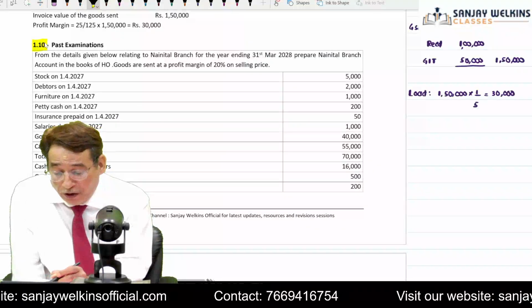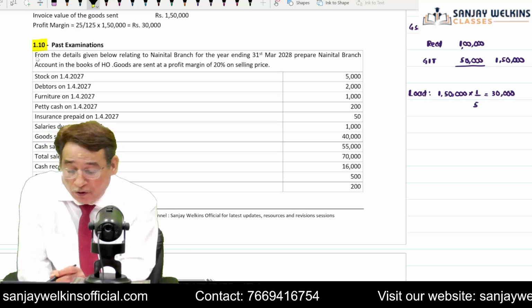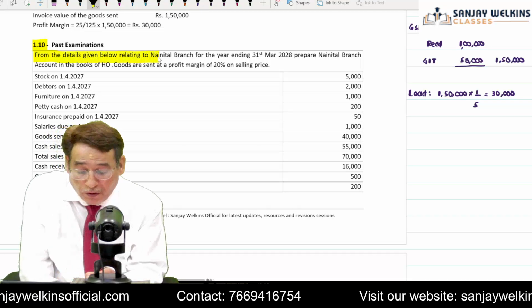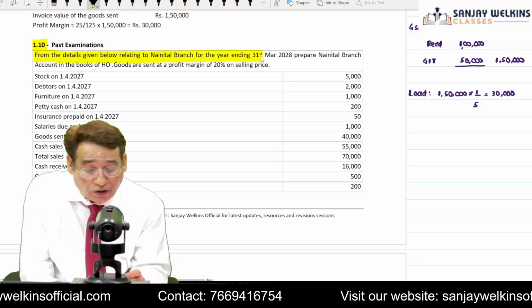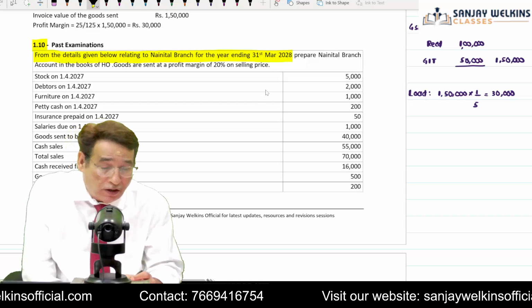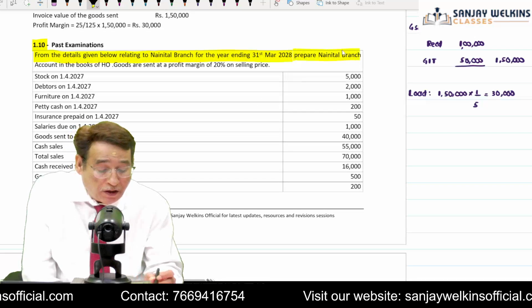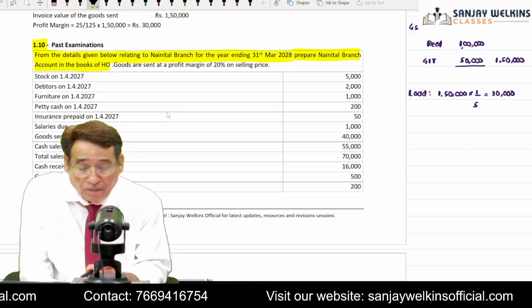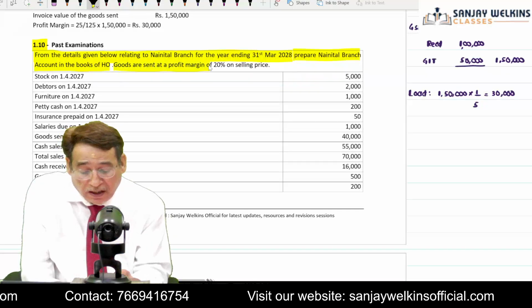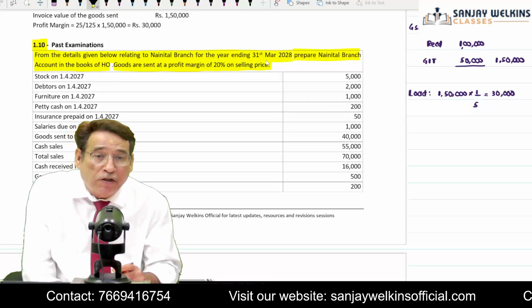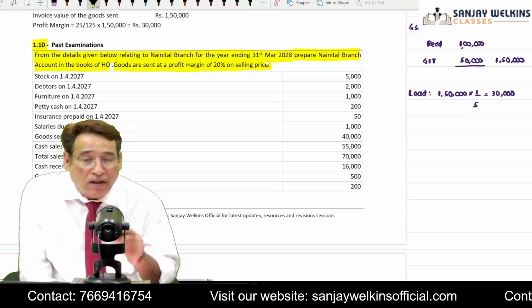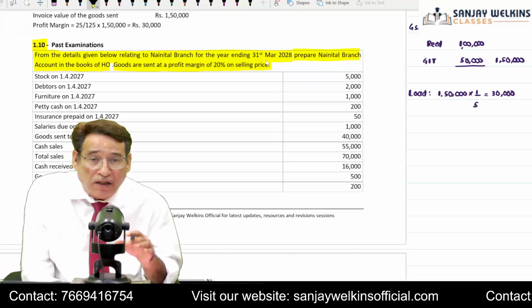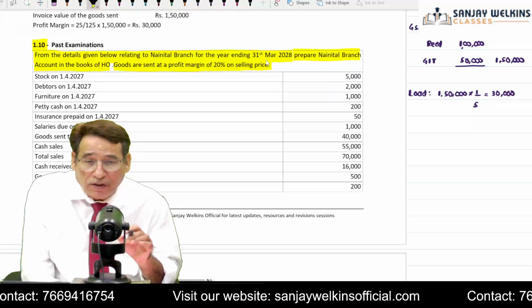Now 1.10, let's have a look what's given in this particular question. From the following details given below relating to Nainital branch for the year ended 31st of March 2028, prepare Nainital branch account in the books of the head office. Now this time, you are being given that goods are sent at a profit margin of 20% on selling price. This time it is given that goods are being sent at 20% margin on selling price.